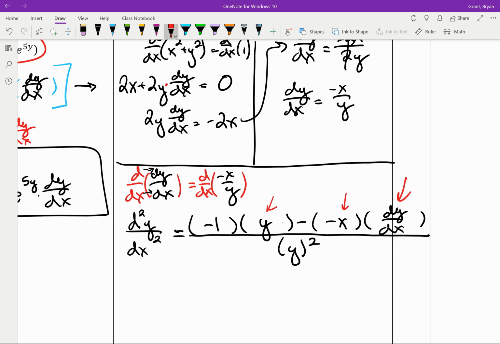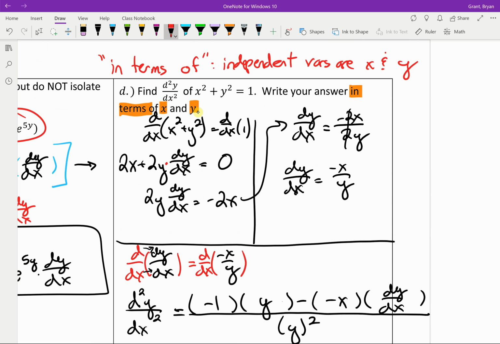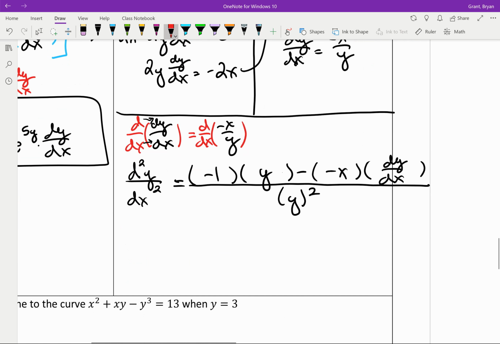There are 3 independent variables. This is in terms of x, y, and dy dx. And so that doesn't actually meet the criteria for our solution. We need to just have x's and y's, which means that this is a little obnoxious. So let's simplify this at least a little bit. We don't really need to clean this up, but I'll do a little bit here.